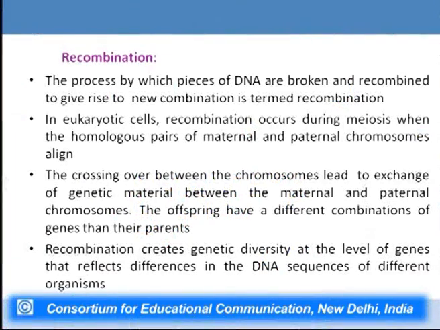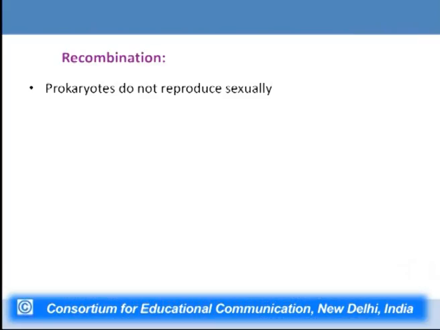And recombination is responsible for creating genetic diversity at the level of genes, and this is reflected in the DNA sequences of the organism as well as in the phenotype caused by such new recombination. So the offspring are very much different phenotypically from the parents because of this event of homologous recombination in eukaryotes. But as we all know, prokaryotes do not have sexes, they do not have a male parent or female parent, and they do not reproduce sexually.